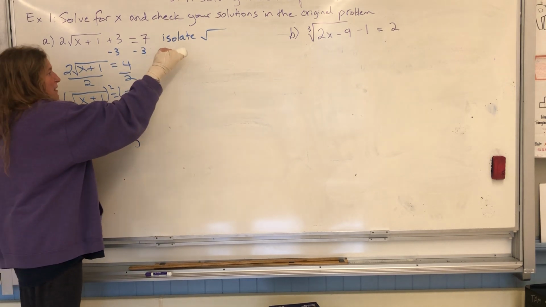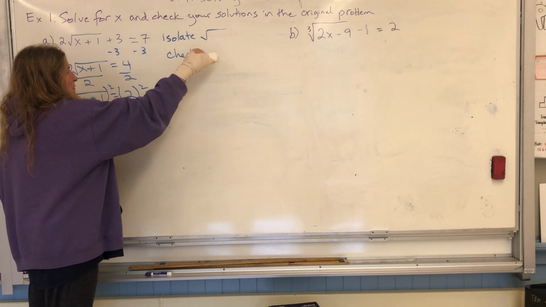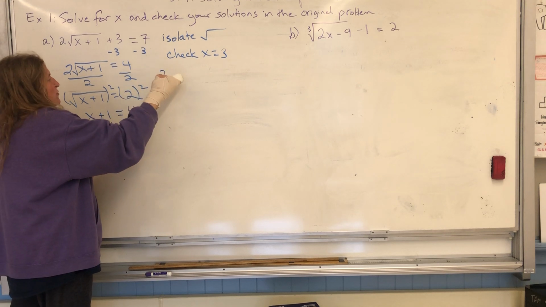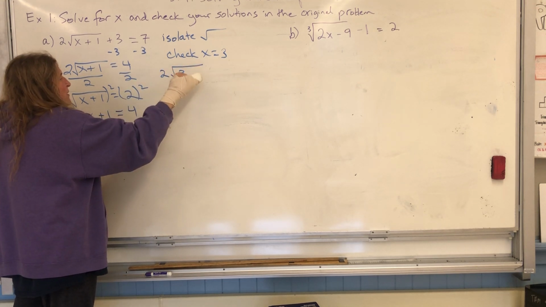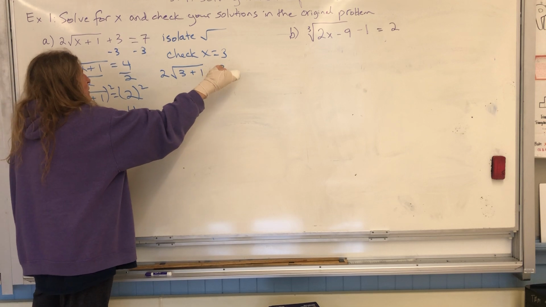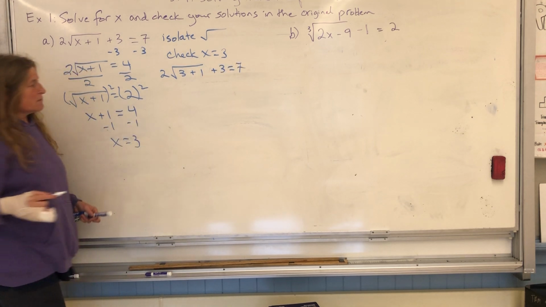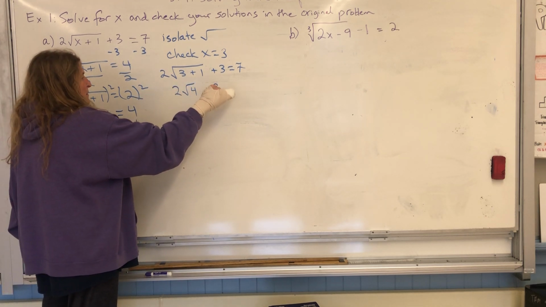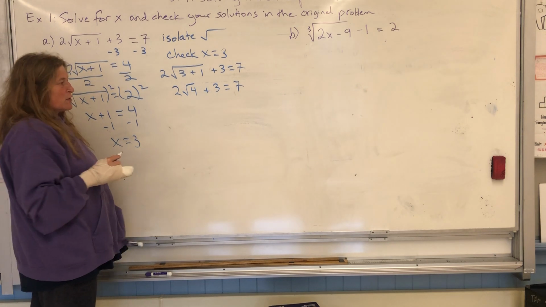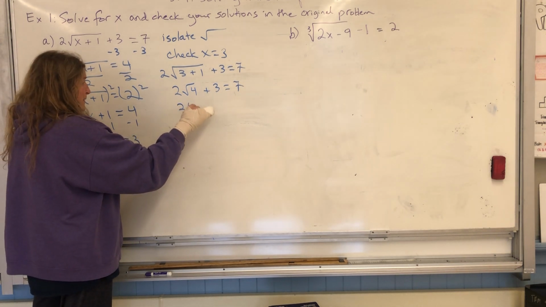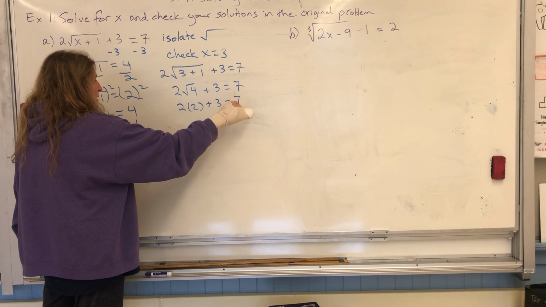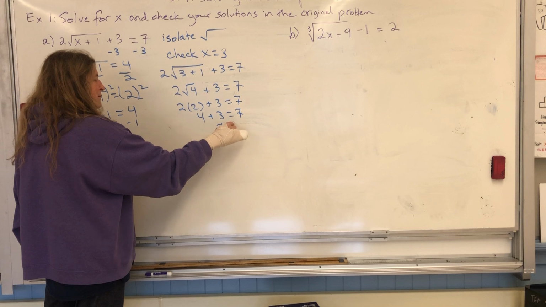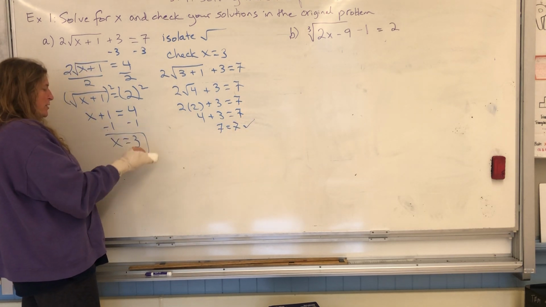Now I want to check my solution in my original problem. So let's see, is it true that 2 times the square root of 3 plus 1, plus 3, equals 7? So I'm making sure that this ends up being a true statement. Well, we know the square root of 4 is 2, right? So it is indeed true that 4 plus 3 is 7. So I'm good with that. Put a box around it.